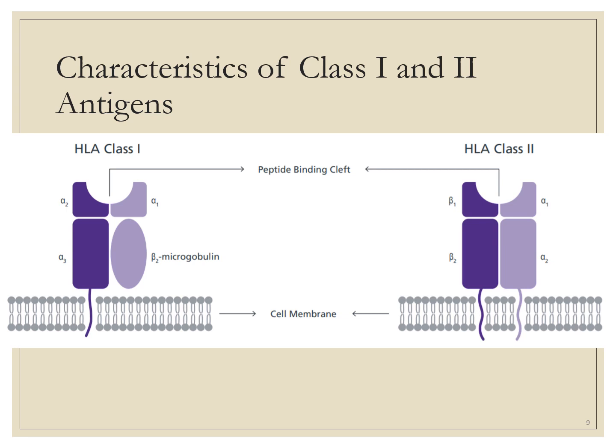HLA class 1 molecules consist of two protein chains, a glycoprotein heavy chain encoded on the short arm of chromosome 6, and a light chain called beta-2 microglobulin encoded by a gene on chromosome 15. The heavy chain penetrates the cell membrane, but the beta-2 microglobulin does not. Beta-2 microglobulin associates with the heavy chain through the non-variable alpha-3 domain. The external portion of the heavy chain consists of 3 amino acid domains, alpha-1, alpha-2, and alpha-3.